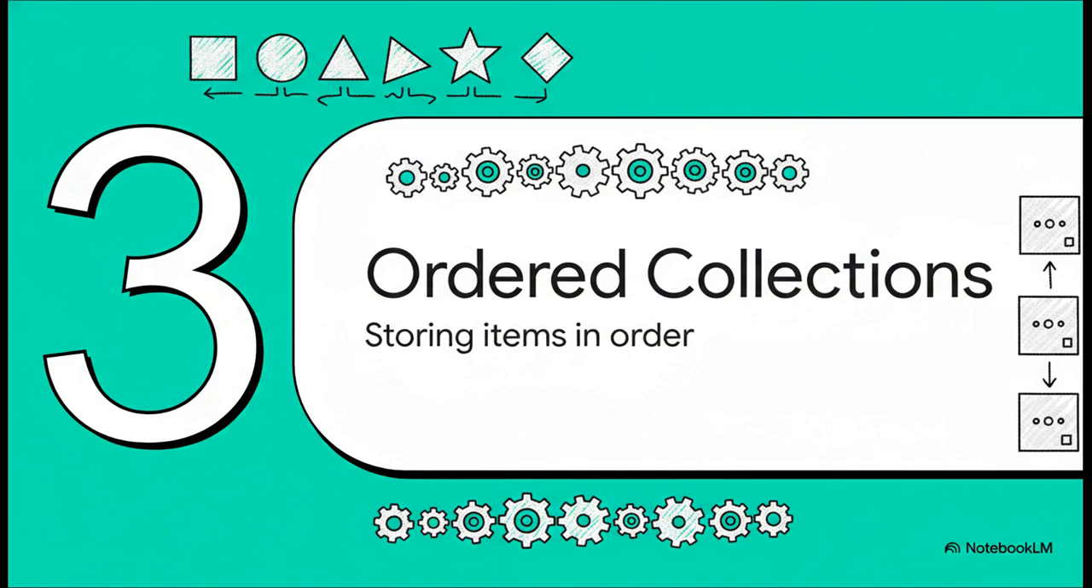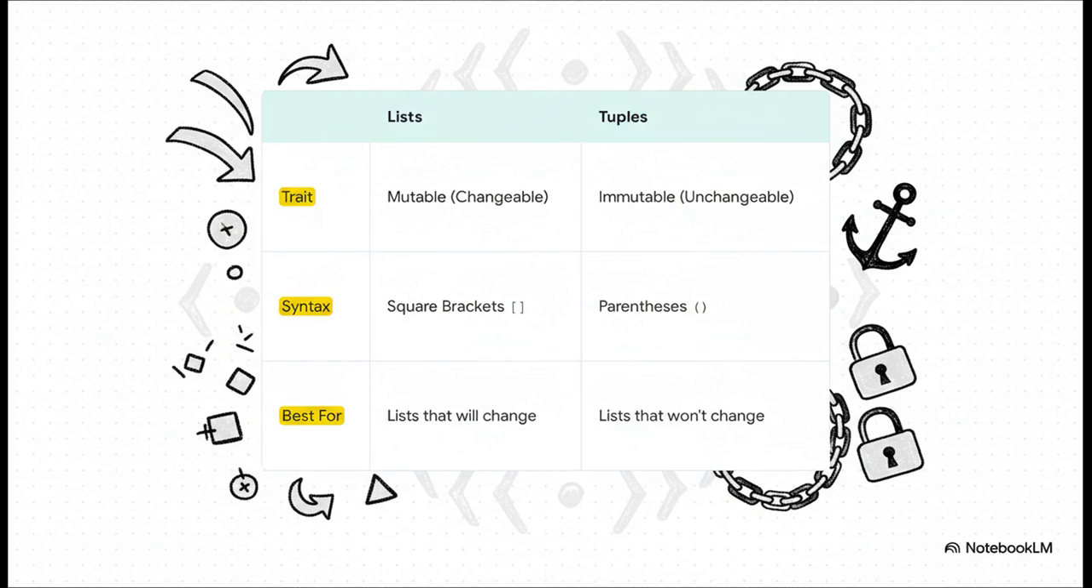So we've handled single pieces of data, which is great. But what happens when you have a whole bunch of them, a collection of things? Well, that brings us to section 3, ordered collections. These are the tools you'll use for storing and organizing multiple items in a very specific order. Now for ordered stuff, we have two main tools, lists and tuples. They look really similar, but they have one absolutely game-changing difference.